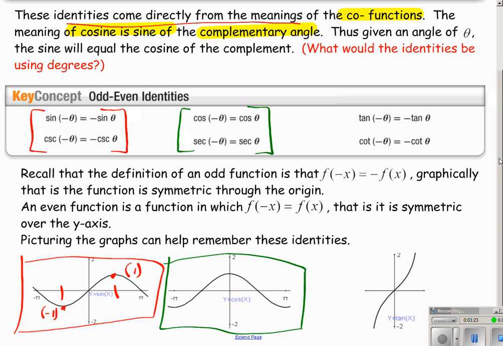Tangent, we see again the graph here, or one section of the graph anyway, and tangent is an odd function. It's symmetric through the origin, so the tangent of negative theta is equal to the negative tangent of theta. Now that kind of makes sense if you think of the idea of tangent being sine over cosine. So we have an odd function, sine, over an even function, cosine, gives us an odd function in tangent, and likewise with cotangent.